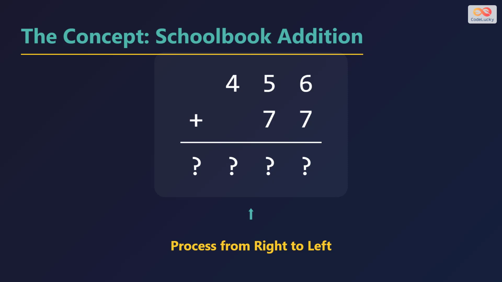The approach we use is exactly how we learned to add numbers in elementary school. We align the numbers to the right and add them digit by digit, moving from right to left. If a column adds up to more than 9, we carry the extra value over to the next column.